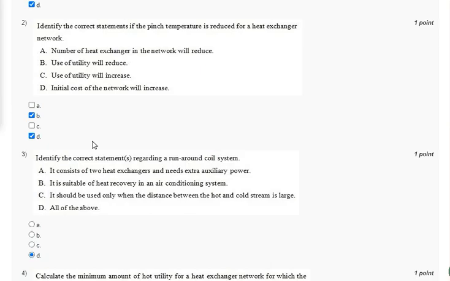Next question, identify the correct statement if the pinch temperature is reduced for a heat exchanger network. If we reduce the pinch temperature, it may require more number of heat exchangers. So first option is incorrect. Use of utility will reduce, it is a correct option. D, initial cost of network will increase because the number of heat exchangers are increased, so initial cost also increases. So B and D options are correct for this question.